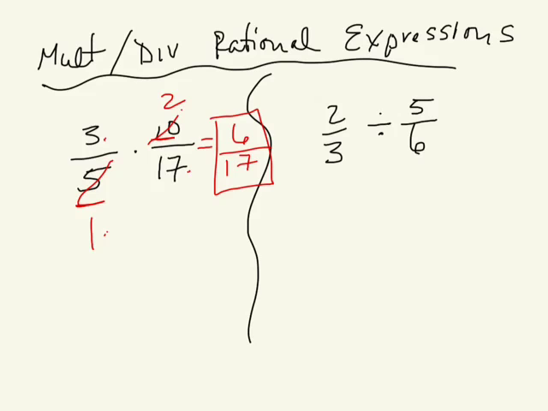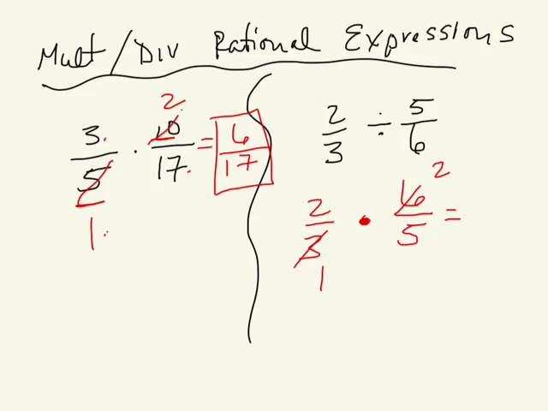6/17. Here you do this keep, change, flip is how we did this. Change this division to multiplication, flip this over to its reciprocal, 6/5, and you use your rules for multiplication. 3 goes in there once, goes into 6 twice. 5 and 2, you can't cross reduce those.